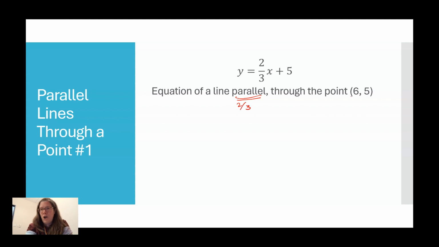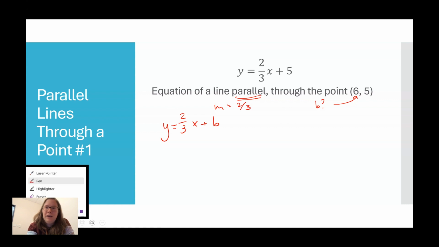But what we don't know is what y-intercept is going to make it so that we go through this point here. So we're going to write our equation, y equals mx plus b. But instead of m, we're going to put back in the slope that we already know, so 2/3. Now, we need to figure out what b is, and we don't know what it is yet. So we're going to use this point here.